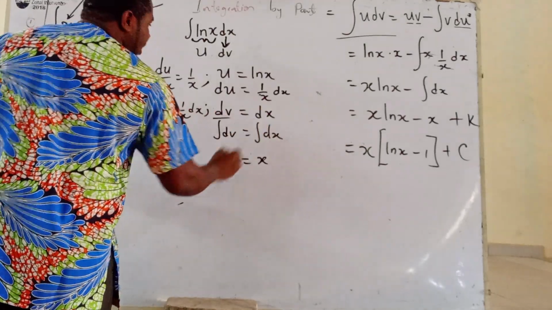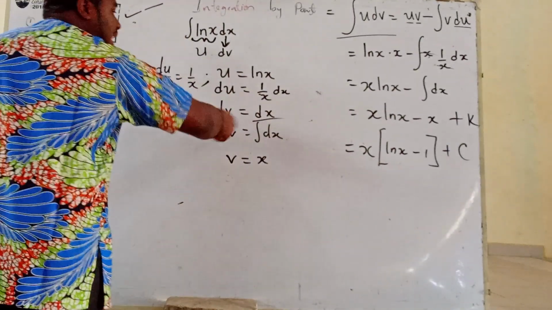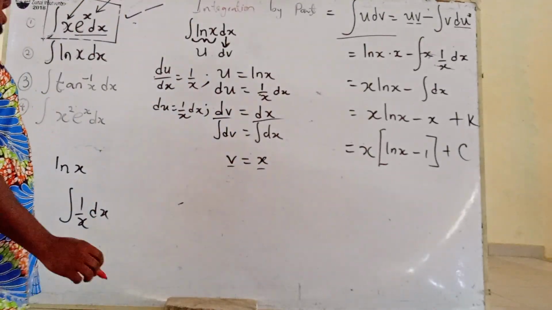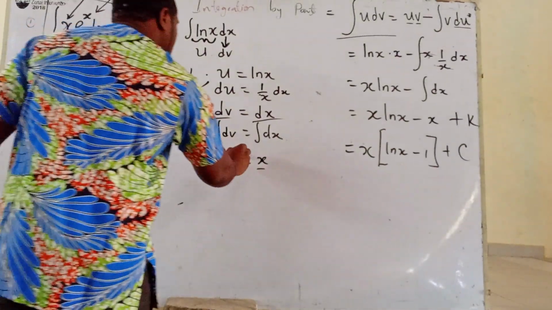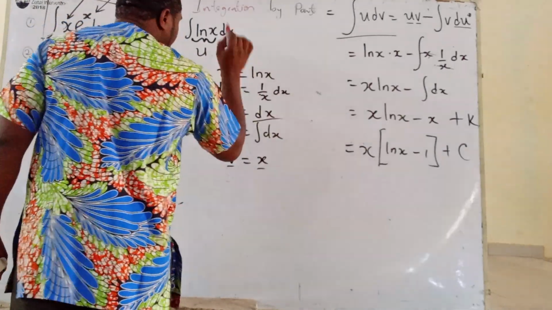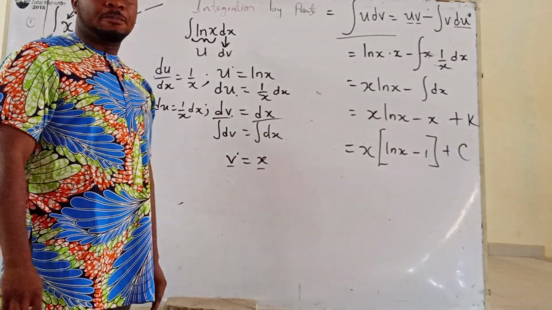Now, what is dv? dv is the same thing as dx, which means if I integrate both sides, I'm going to get v is equal to x. Now, I have all my variables. I have u and I have v. I will just go and substitute it into the formula.